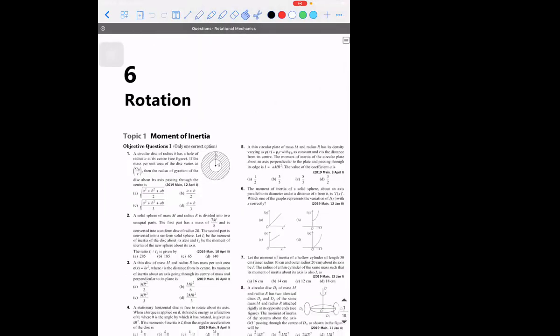So this worksheet will have questions which are segregated according to the topic. The first topic we are going to concentrate on is moment of inertia. We'll see what were the previous year questions asked based on moment of inertia. It can be only moment of inertia, it can be based on integration, it can be the parallel axis theorem, or the perpendicular axis theorem.